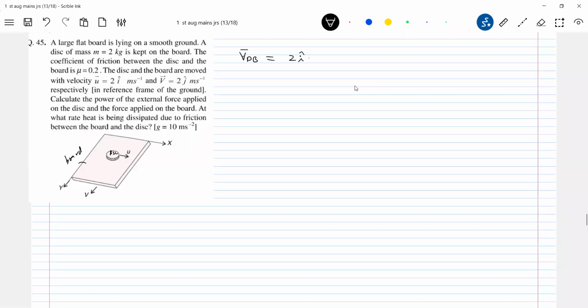So 2i cap, u bar minus v bar, as already given by the symbols. So 2i cap minus 2j cap. Okay, this is how much now? 2i cap minus 2j cap.